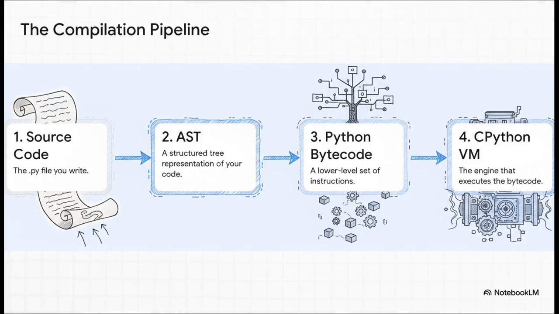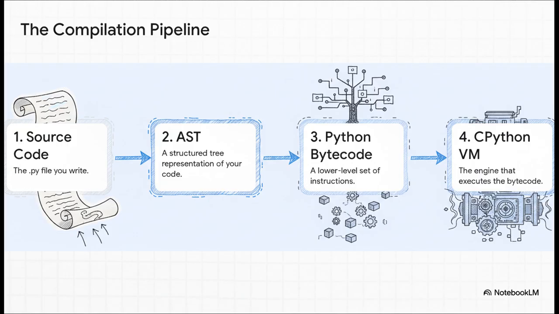So how exactly does your code turn into bytecode? Well, it's this four-step pipeline you see here. It all starts with your .py file, right? Python first parses that into something called an abstract syntax tree, or AST, which is basically a structured map of your code. From there, that tree gets compiled into Python bytecode. And then finally, the CPython virtual machine, which is really the heart of Python, grabs that bytecode and gets to work executing it.